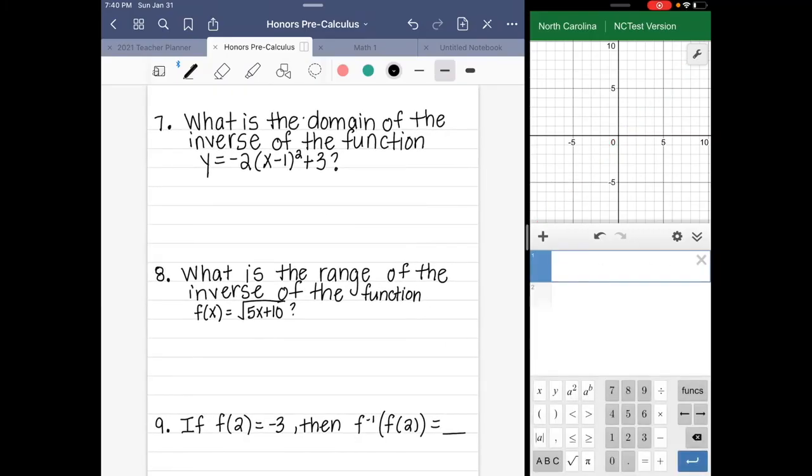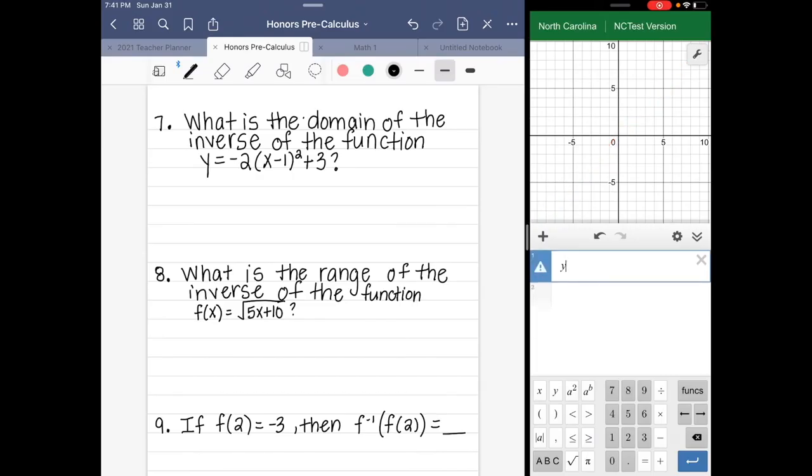Now, the domain and range of the inverse. So this can be as easy as you want it to be or as hard as you want it to be. I prefer to make things as easy as possible. So when we're talking about the domain and range of the inverse, let me remind you that the domain and range are flipped from the original. So if I can find the domain and range of the original, then I know the domain and range of the inverse. I just flip them around.